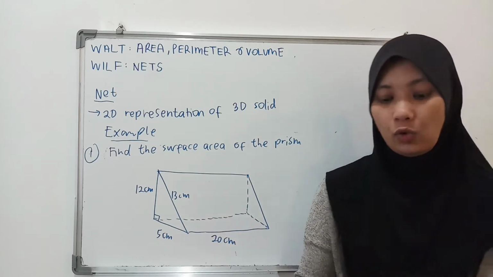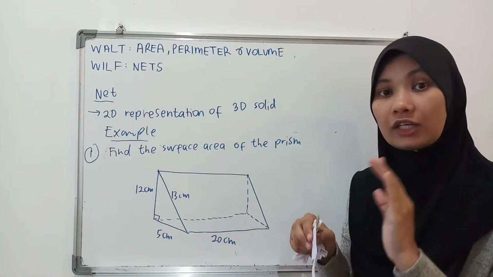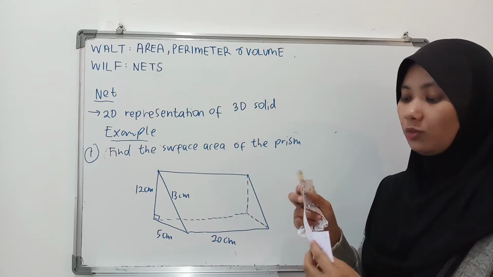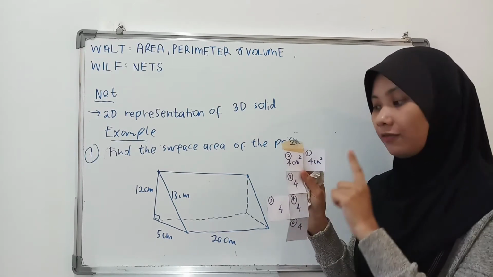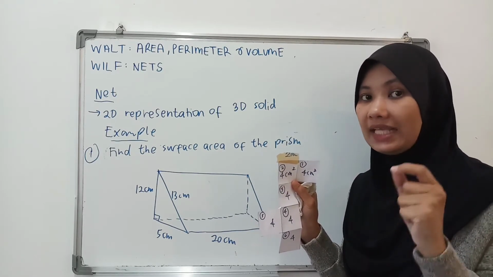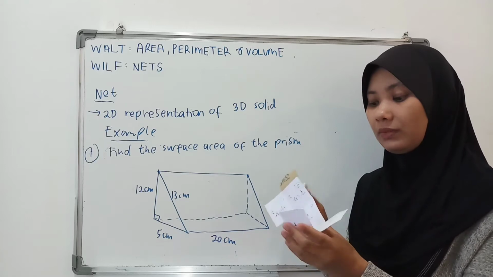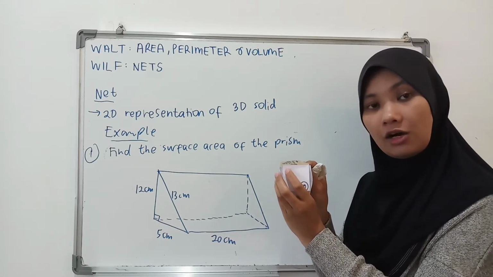When you open the cube, I used the cube just now, you will get something like this, for example. So how many surfaces do we have? If the question asks you to find the surface area of this cube, it is closed like this. Find the surface area of the cube.